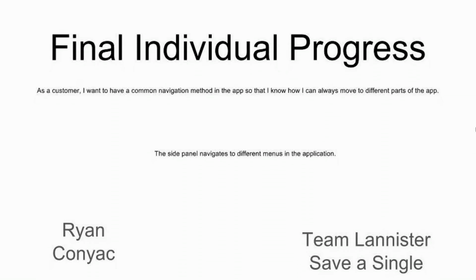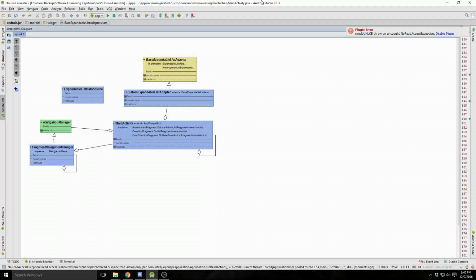This user story is, as a customer, I want to have a common navigation method in the app so I know I can always move to different parts of the app. The acceptance criteria is the side panel navigates the different menus in the application. For this user story, I had to implement a way to easily and quickly replace fragments.